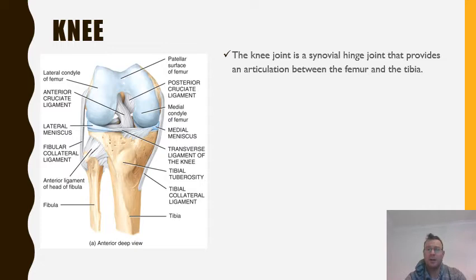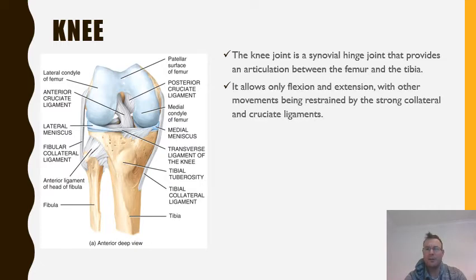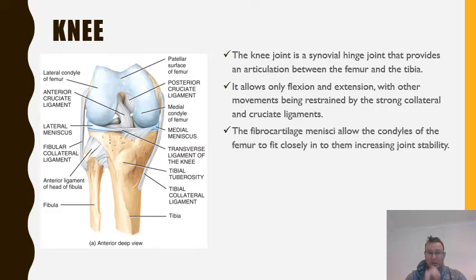So the knee is a synovial hinge joint that provides an articulation between the femur and the tibia. It only allows flexion and extension, with other movements being restrained by the strong collateral and cruciate ligaments. The fibrocartilage menisci allow the condyles of the femur to fit closely into them, and they increase that joint stability.